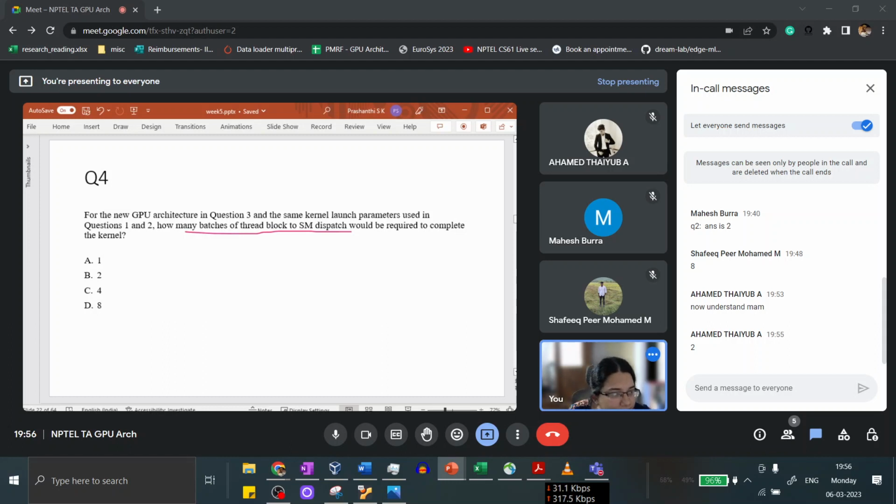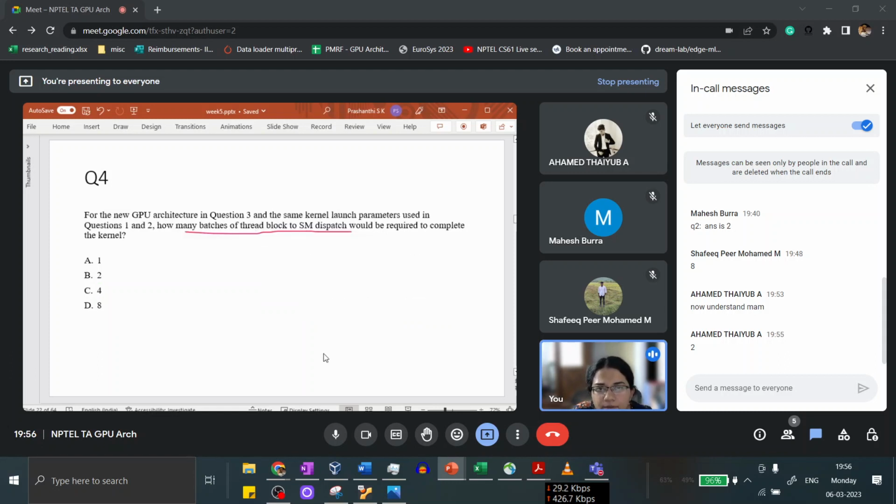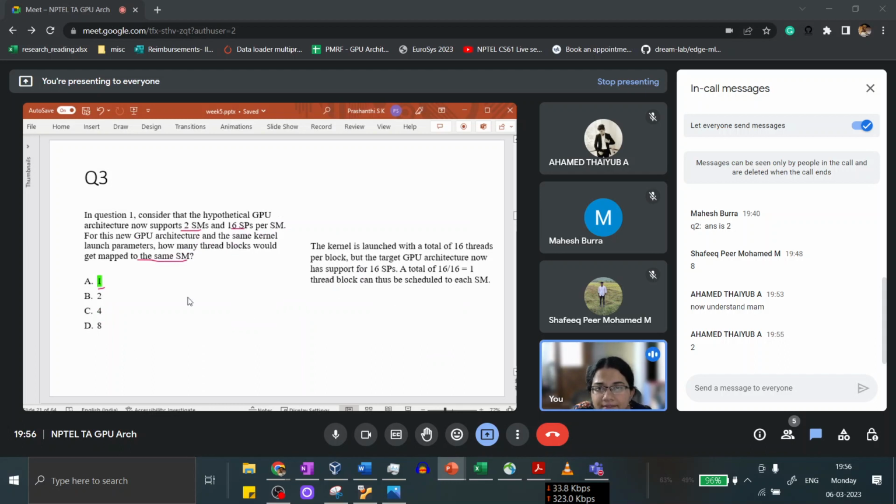If not, let's go look at the answer. So the answer is 4 batches of dispatch. Okay, so we can solve this 2 ways. So let's talk about both the ways. So here we discussed that there are 2 SMs. So let's actually draw this out. I think that gives us some clarity rather than just looking at the numbers, right?